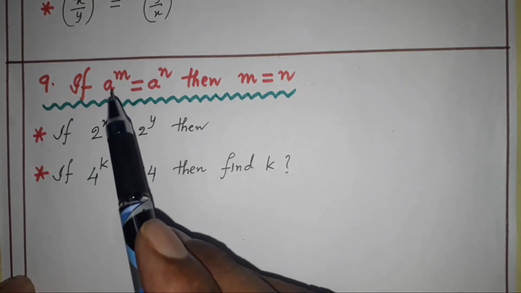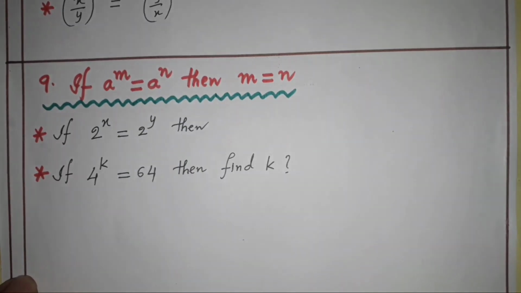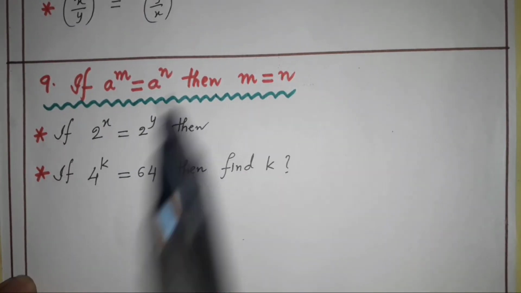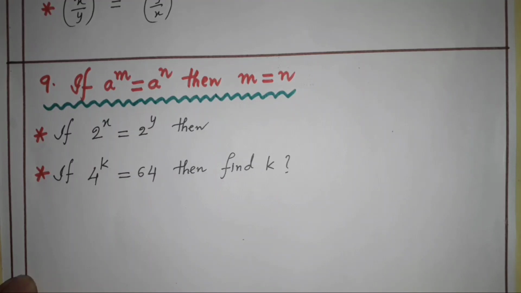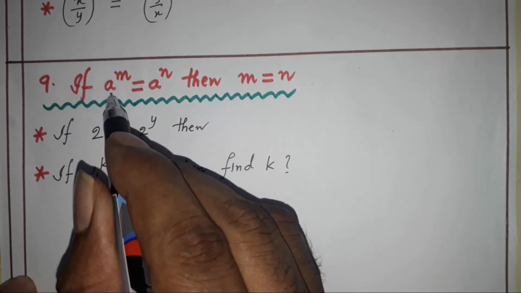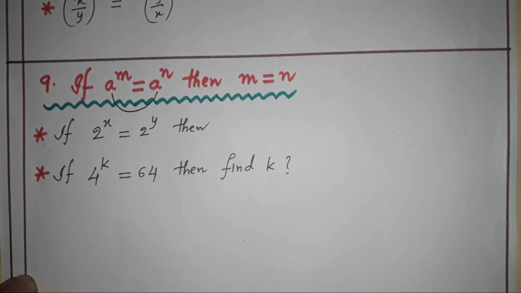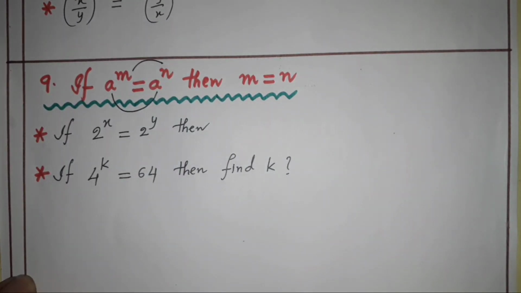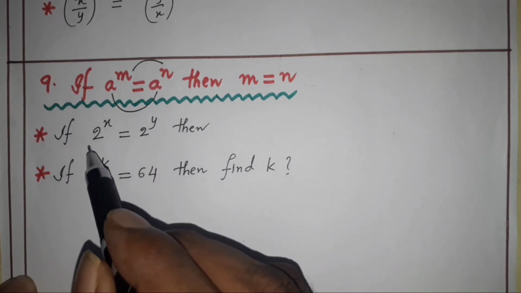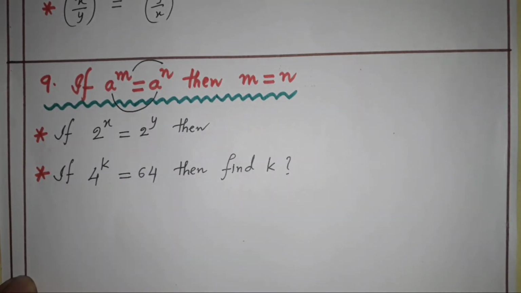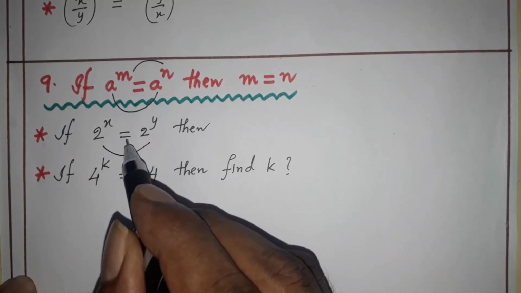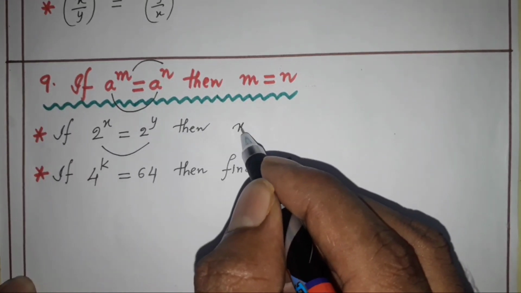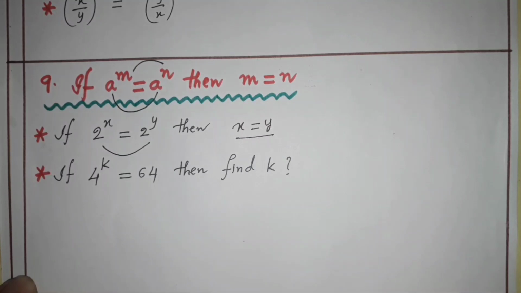Next, if a to the power of m is equal to a power n, then m is equal to n. That means in an equality, if the bases are equal, then automatically the exponents are also equal. For example, if 2 power x is equal to 2 power y, bases are equal, it is an equality. Then immediately the powers are equal, x is equal to y.